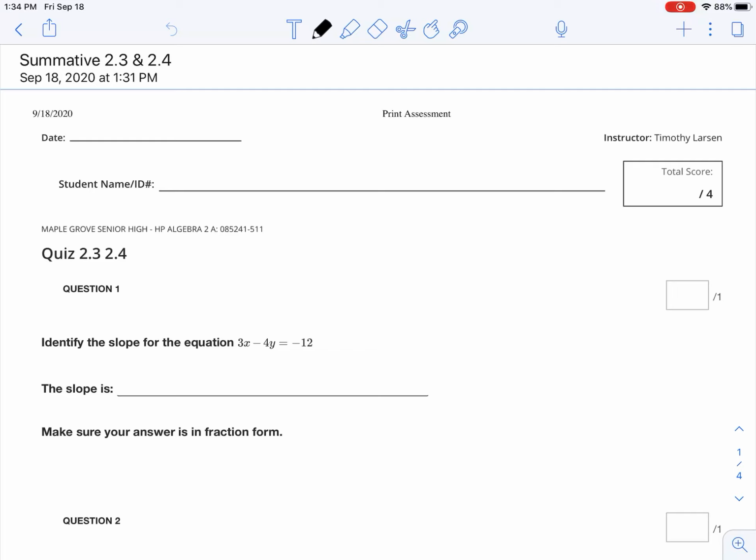I'm going to underline real quick. In fact, I'm going to highlight what we're looking for. I want to identify the slope. So I want a value for the slope, a number, and I also notice that it should be in fraction form. Okay, I can do that. I'm just going to start by rewriting this equation, and it equals negative 12.